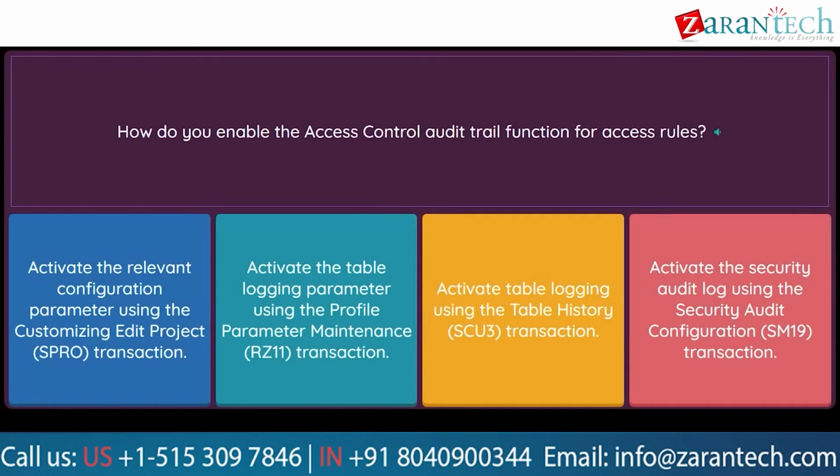Question: How do you enable the access control audit trail function for access rules? Option 1: Activate the relevant configuration parameter using the Customizing Edit Project, SPRO, transaction. Option 2: Activate the table logging parameter using the Profile Parameter Maintenance, RZ11, transaction. Option 3: Activate table logging using the Table History, SE33, transaction. Option 4: Activate the Security Audit Log using the Security Audit Configuration, SM19, transaction.